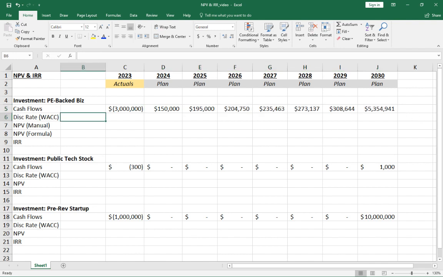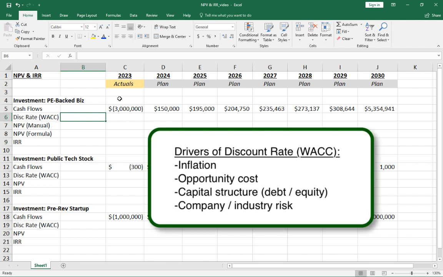First, let's talk about the discount rate. The discount rate is going to change based on every potential investment. The discount rate tells us how risky the investment is, how likely we think it is that we actually get paid back. So, this is obviously going to depend on some basic economic things like inflation, opportunity costs, that could be other available investments. And then it's really going to depend on the company and the industry.